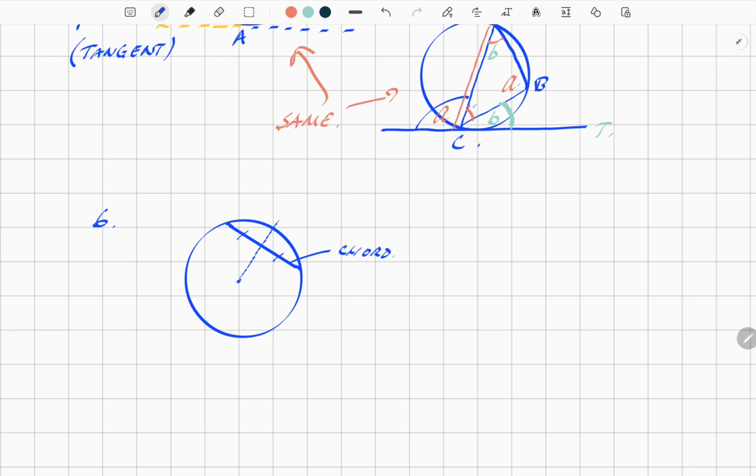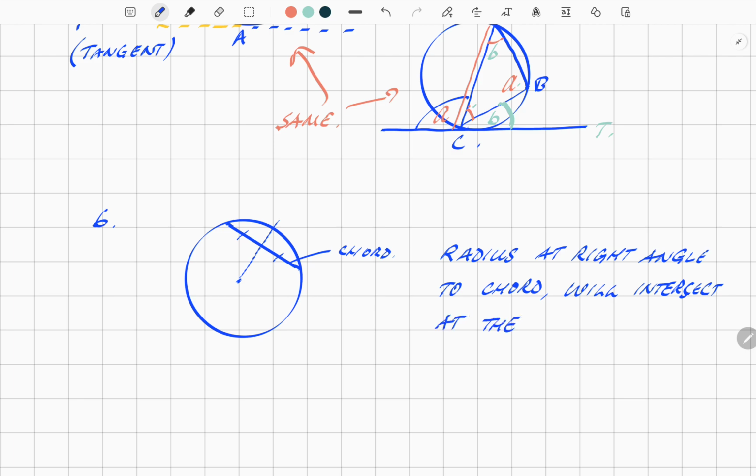So a radius intersecting a chord at right angles will intersect at the midpoint of the chord. Does that make sense? And so effectively, it's a perpendicular bisector. Have I confused you with that? I don't think so. Okay, cool.